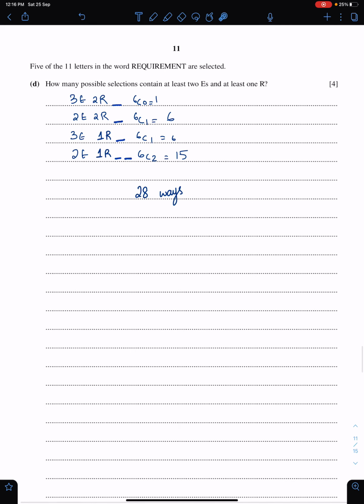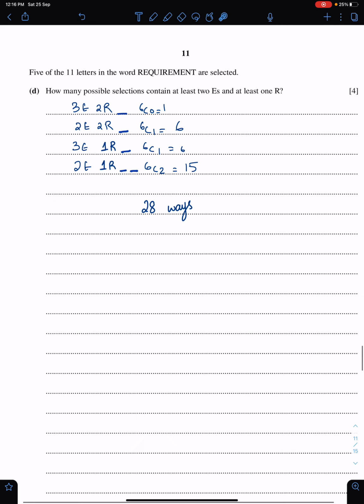Last part of this question. 5 of the 11 letters in the word requirement are selected. How many possible selections contain at least 2 e's and at least 1 r? So these are the conditions. We need at least 2 e's and at least 1 r, and we need altogether 5 letters.